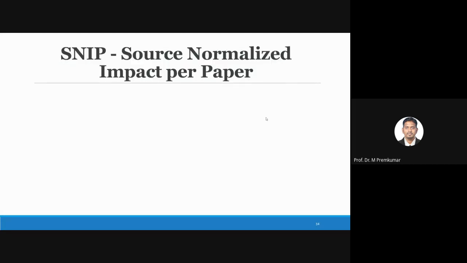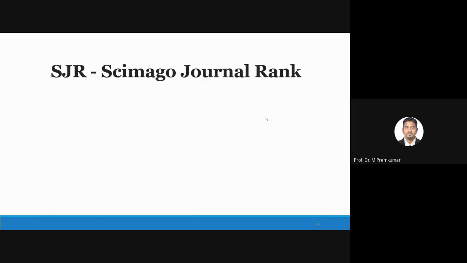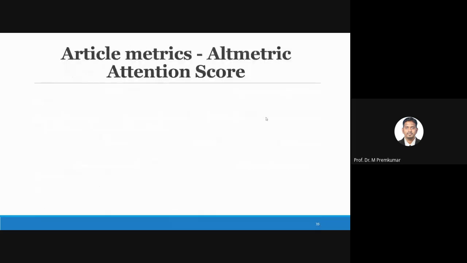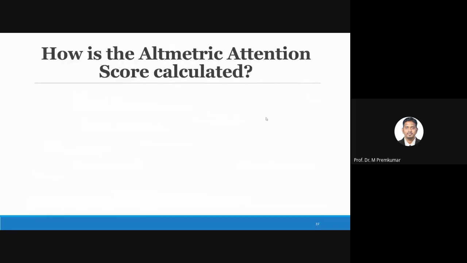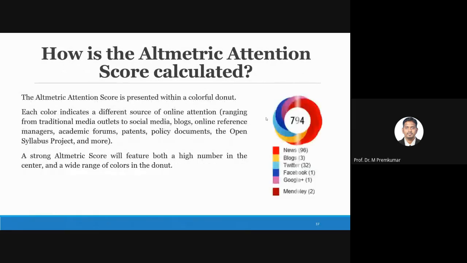Apart from CiteScore, we also have SNIP and SJR available. Another social media metric is Altmetric. Altmetric is a kind of donut. Even if your paper is posted in any newspaper, blogs, or social sites like Twitter or Facebook, wherever your paper is mentioned, that will be counted for the Altmetric score.